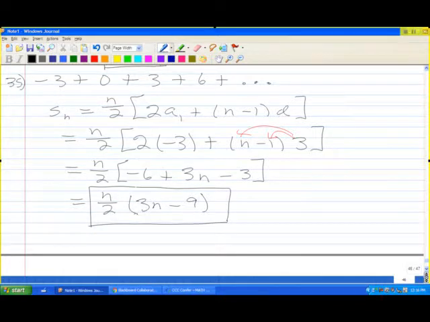So if I ask you what's negative 3 plus 0 plus 3 plus 6 plus dot dot dot, adding up the first 1,000 terms, well, you just put 1,000 in for n in this formula, and out pops your answer. So once you have a formula like this, obviously it's very easy to find the sum for as many numbers as I ask you to.